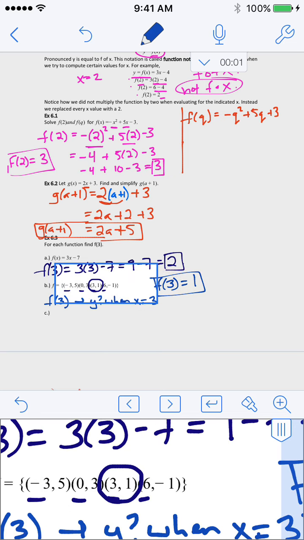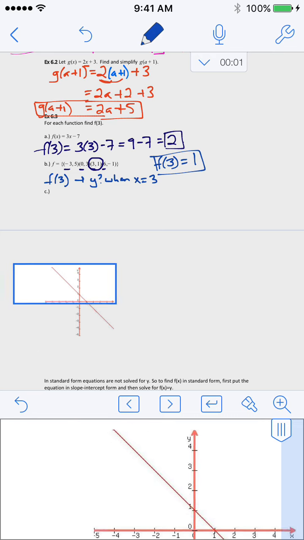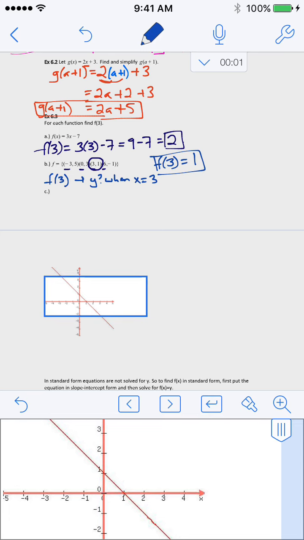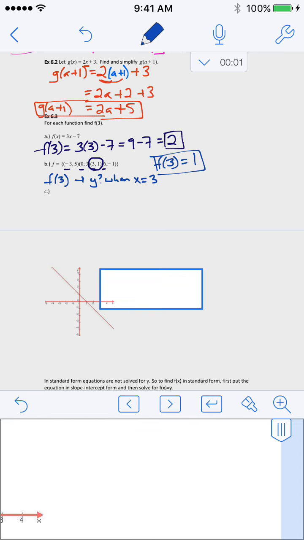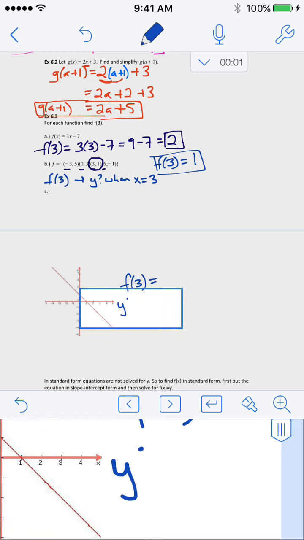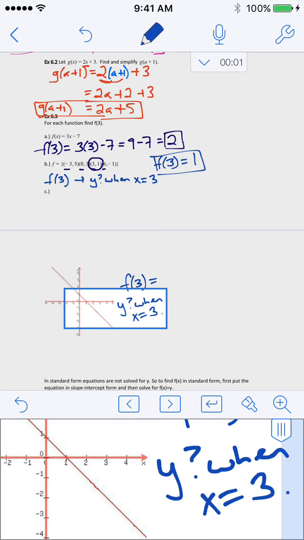Cool. Alright, the last one, the graph. Let's take a look at that. We have this function here. We don't have an equation for it. Maybe we do, maybe we don't. We can figure it out, but there's much easier ways. So how would we figure out f of 3? Well, it's the same thing as if we had an ordered pair, right? It's the same question. What is y when x is equal to 3? That is the question, right? So let's go take a look at it.